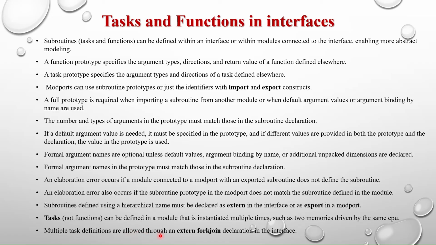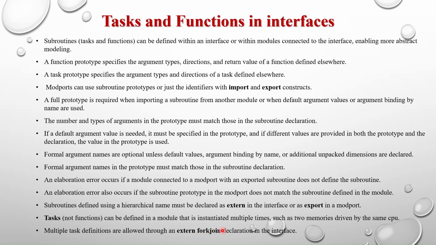Multiple task definitions are allowed through an extern fork join declaration in the interface. That means, as we have seen in the previous point, when the module is instantiated multiple times, for example CPU mode M1 and M2, two instances of the CPU mode. If you have defined the task inside that CPU module, then you have to use extern fork join, because you have two instances.